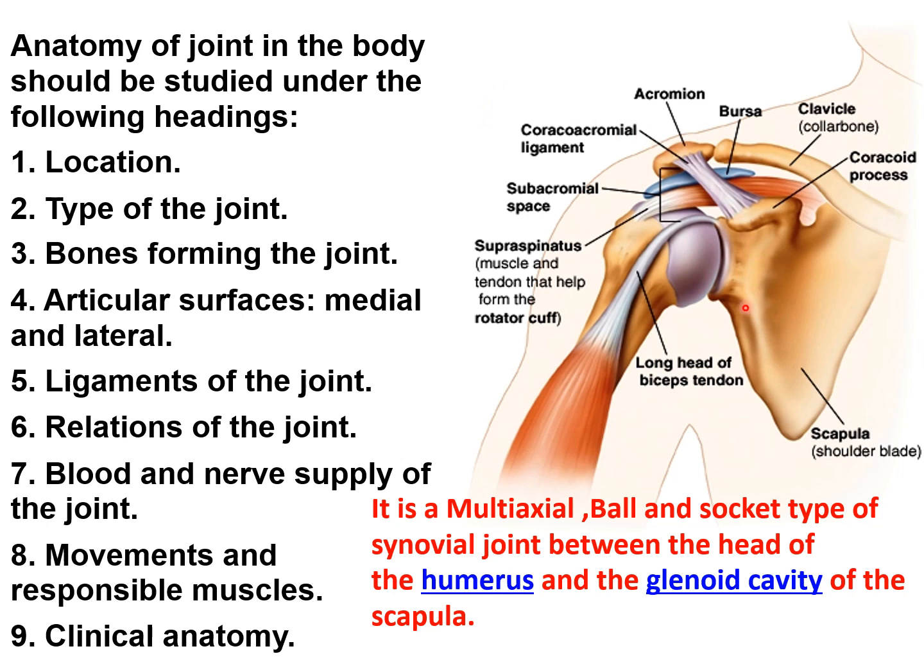The location is at the shoulder region. What is the type of the joint? It is a multi-axial ball and socket type of synovial joint between the head of the humerus and the glenoid cavity of the scapula.